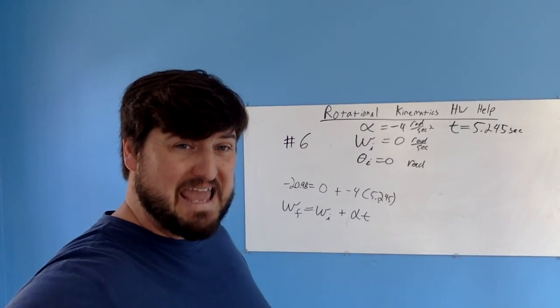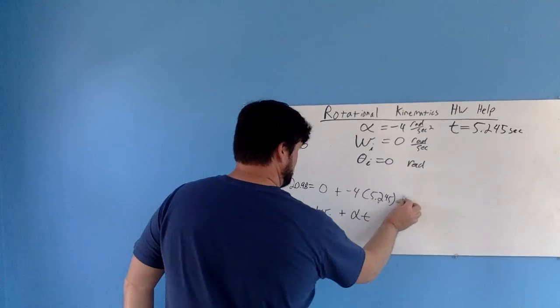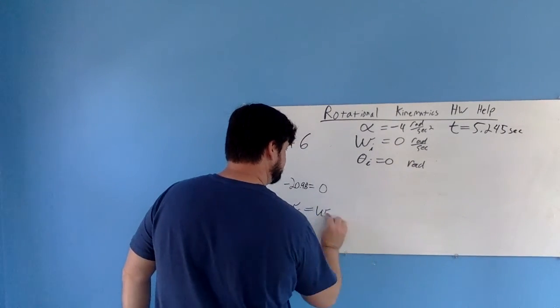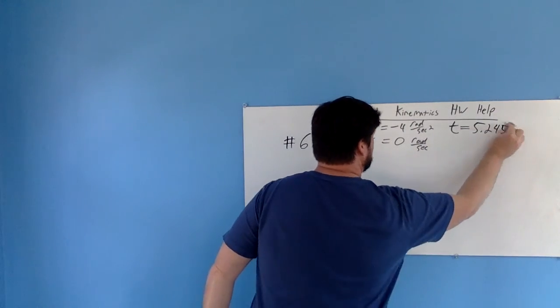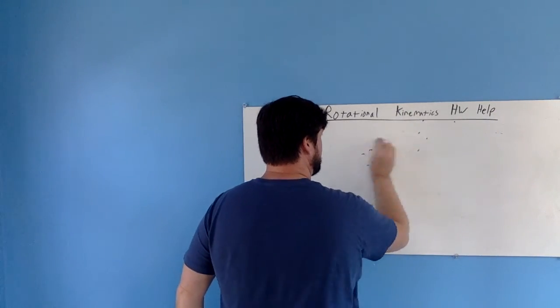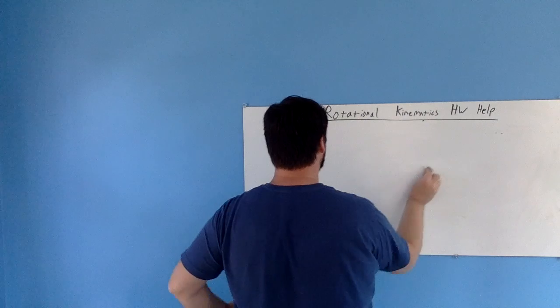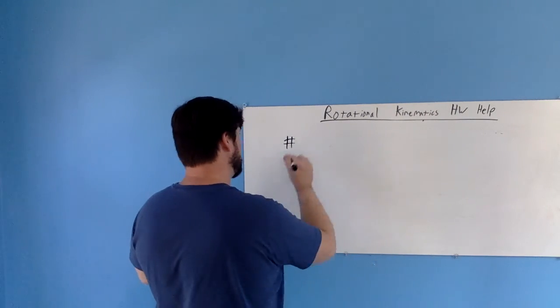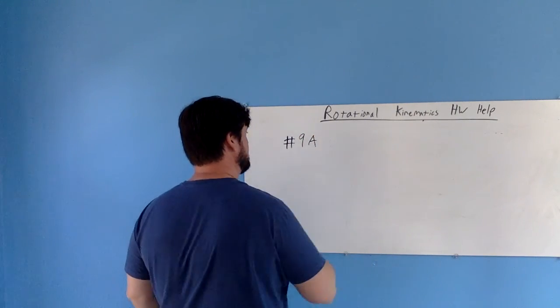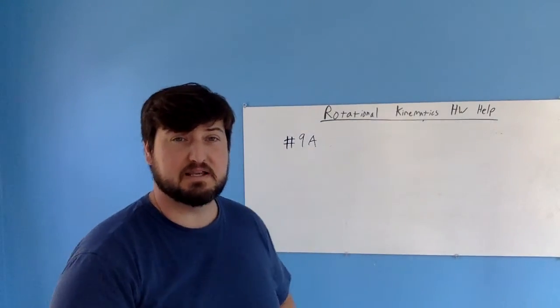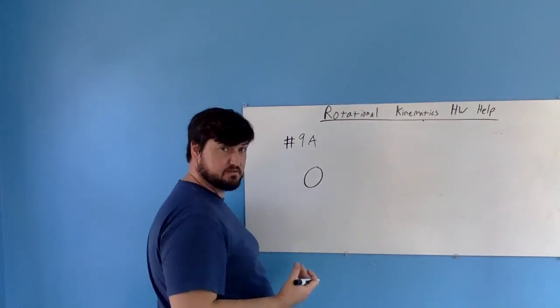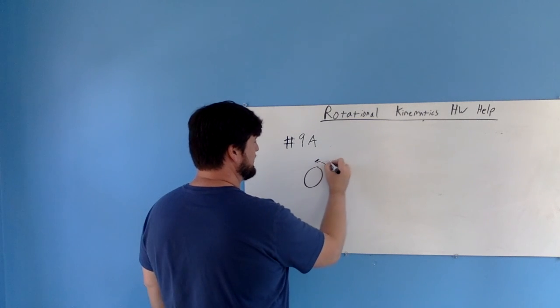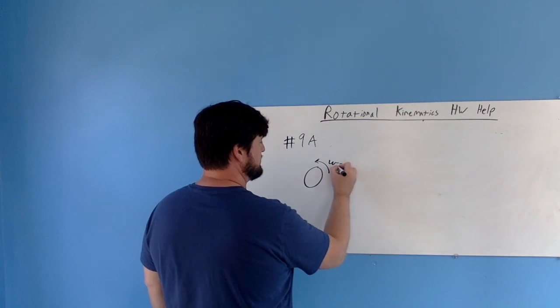Number 9, A and B, I had a question on also, so I'll go ahead and go over that one. Probably a similar equation, if I remember right from working this one before. So 9A is asking about a CD. You have a CD here. It starts out at rest, so its omega is 0 at the beginning.